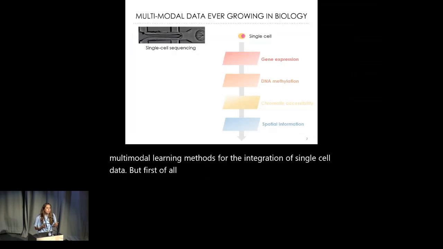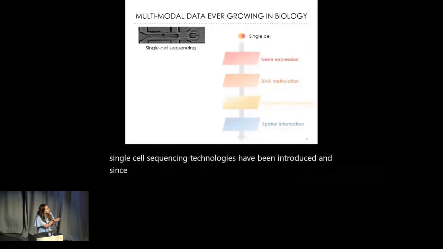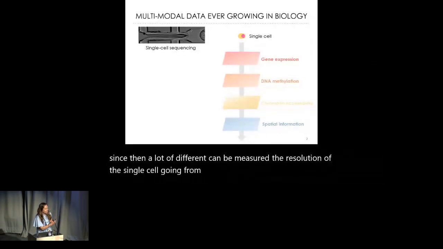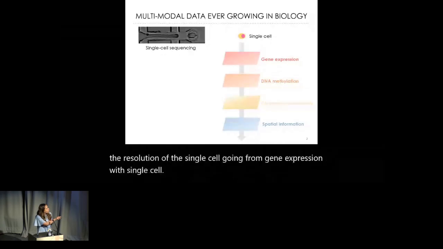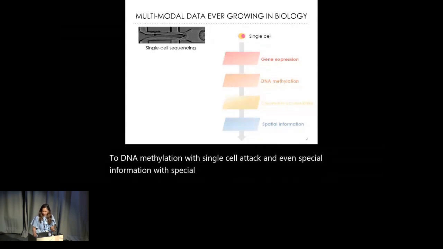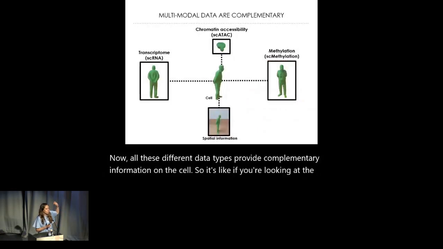Since 20 years ago, single-cell sequencing technologies have been introduced, and since then, a lot of different data modalities can be measured at the resolution of the single cell, going from gene expression with single-cell RNA-seq to DNA methylation, cell ATAC, and even spatial information with spatial transcriptomics and spatial proteomics. Now, all these different data types provide complementary information on the cell. So it's like if you're looking at the same object from different viewpoints.